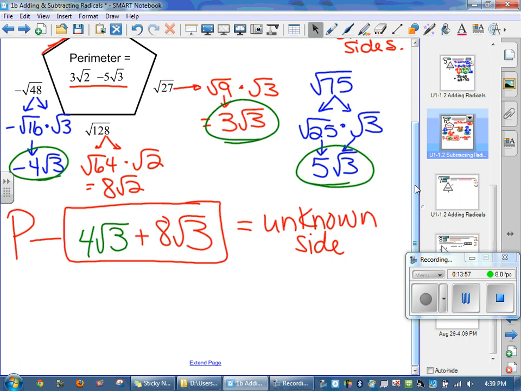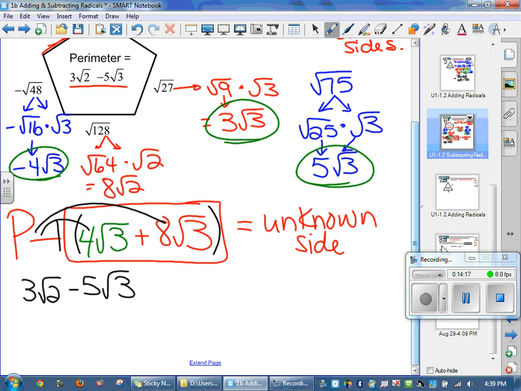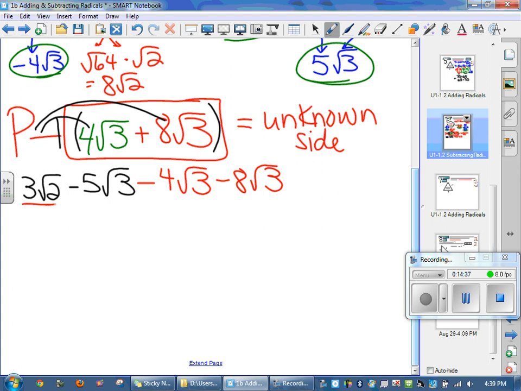And why brackets? Because I'm subtracting, and I'm actually going to be multiplying a negative 1 into the bracket. So my perimeter is 3 root 2 minus 5 root 3, and now I'm subtracting by multiplying that negative 1 in. Multiplying the negative 1 to my 4 gives me a negative 4 root 3. Multiplying negative 1 into the 8 gives me a negative 8 root 2. Now I'm going to add all my like radicals together, and that's going to give me my unknown side. So nothing can add to my 3 root 2, so 3 root 2 is all by himself. So I get 3 root 2.